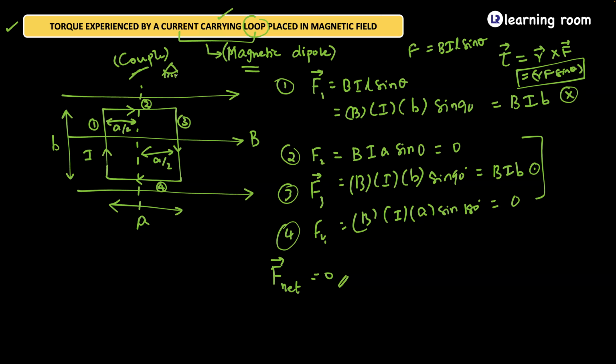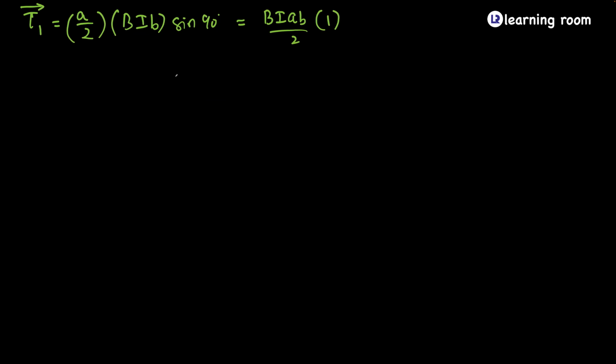When you see from the top, in which direction will it tend to rotate? Clockwise, right? So when it is going to be clockwise, remember clockwise moments are always negative. Anti-clockwise moments are always positive.